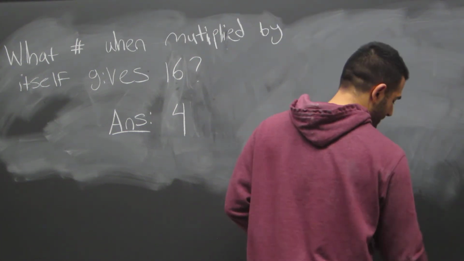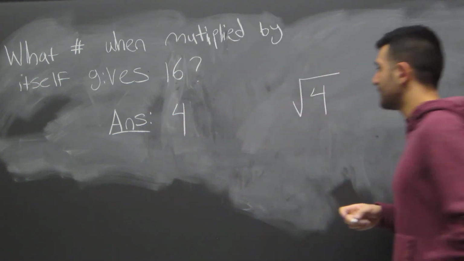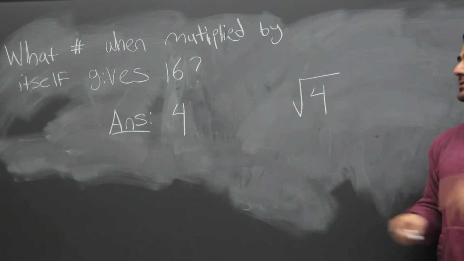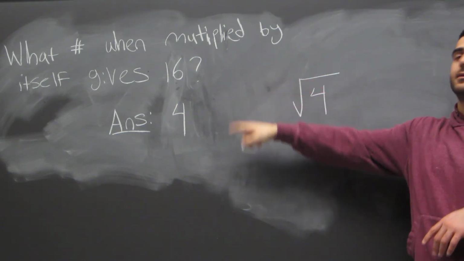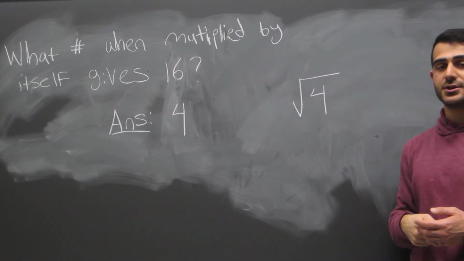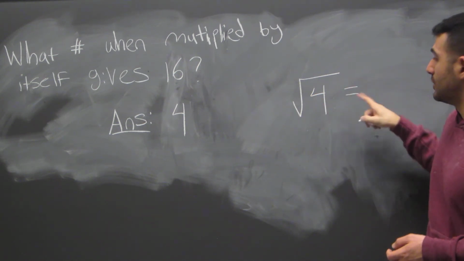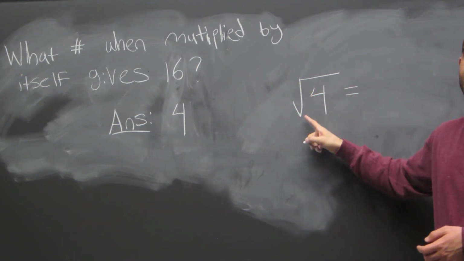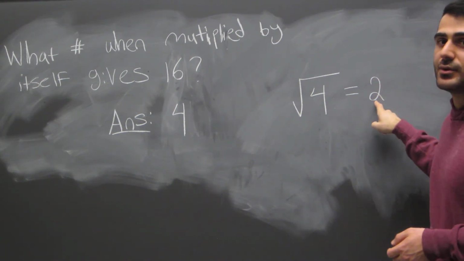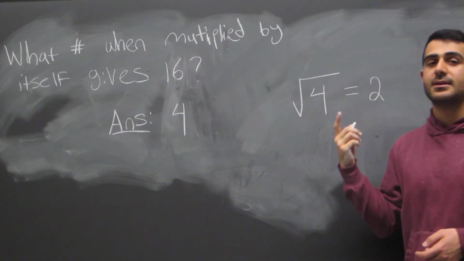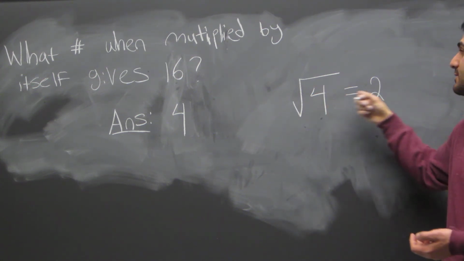Let's do one more example. I'll say it both ways. The original way I asked in the beginning of the video, and the simpler way which mathematicians will usually say. What number, so we're looking for a number, what number when multiplied by itself gives 4? That number is 2, because 2 times 2 is 4. Let's say it how a mathematician would say it. The square root of 4 is 2.